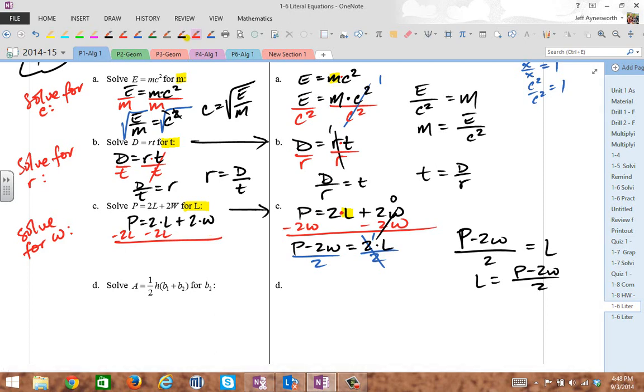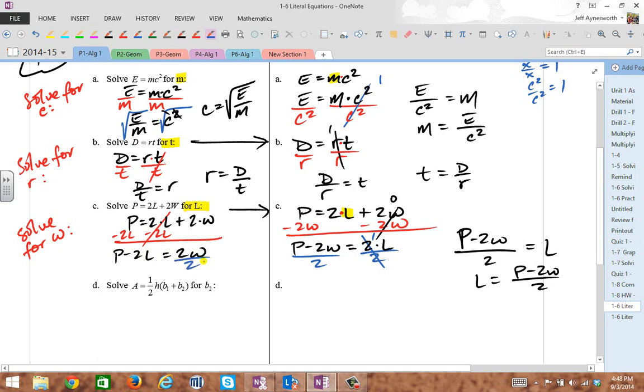All right. Now hopefully you gave it your best shot. Let's cancel out those like terms. P minus 2L cannot be combined. They're unlike terms, and that's equal to 2 times W. We're going to divide both sides by 2 again and simplify, and you get P minus 2L divided by 2 equals W. Okay? That's what you get from this.